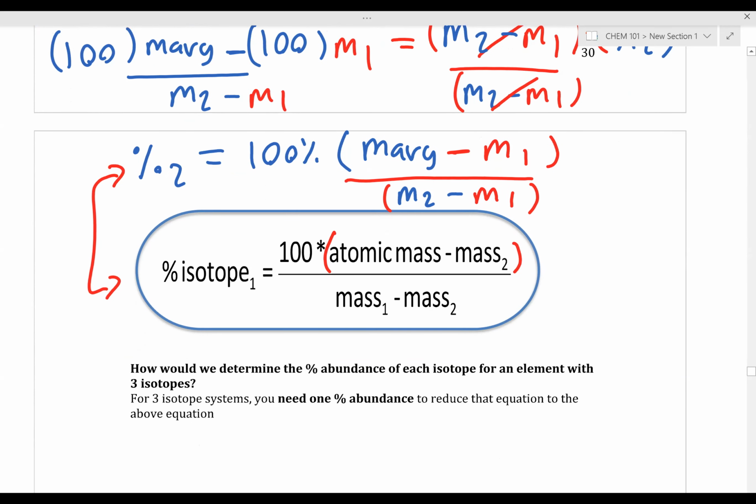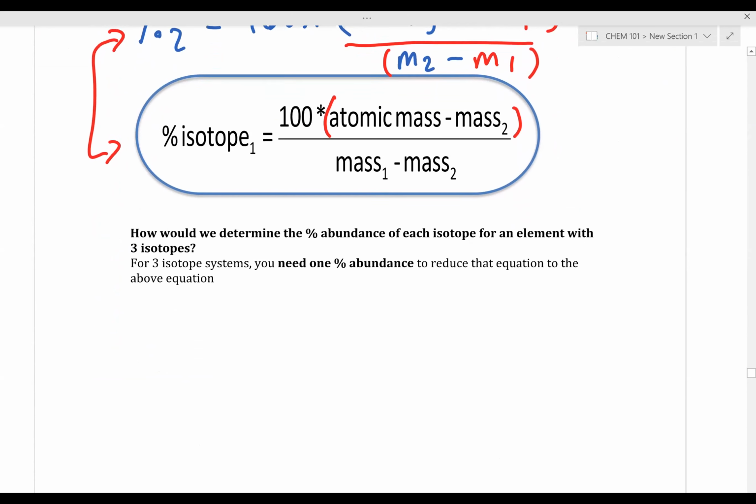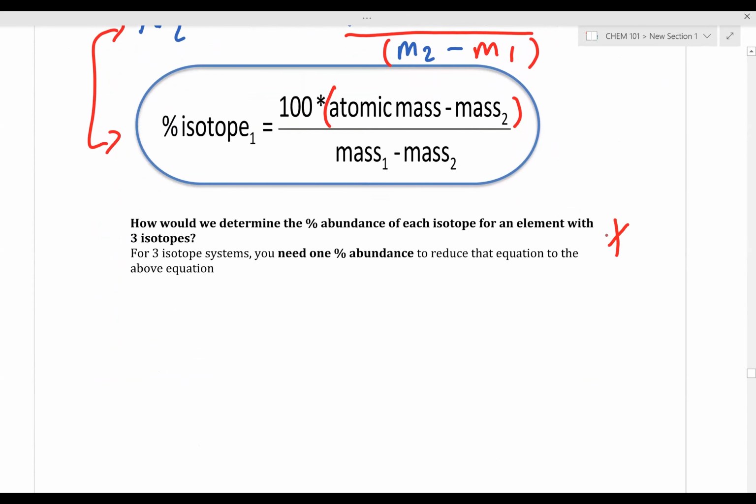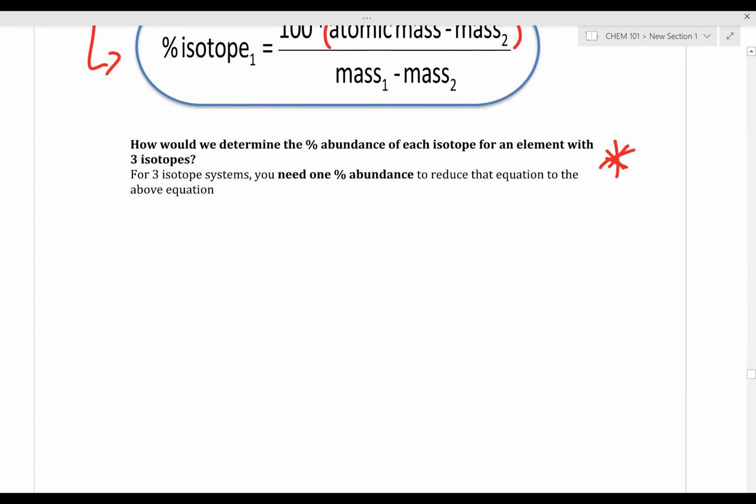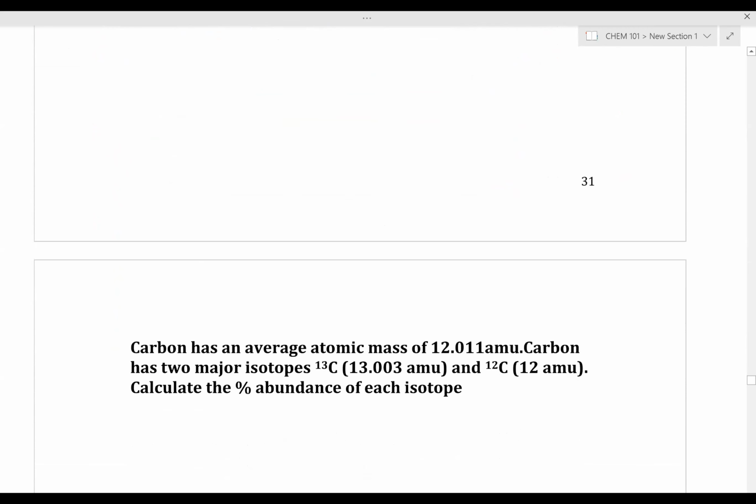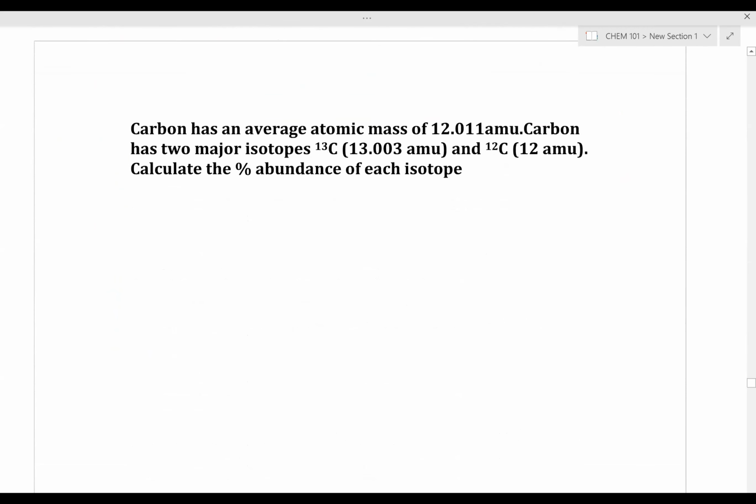And one thing that I'd want you to consider and think about, and you'll see this on one of the more advanced homework assignments, is what happens if we have 3 isotopes? How do we deal with that? How do we calculate the percent abundance? And that'll be delved in more detail in the homework. So let's put this equation into practice now.